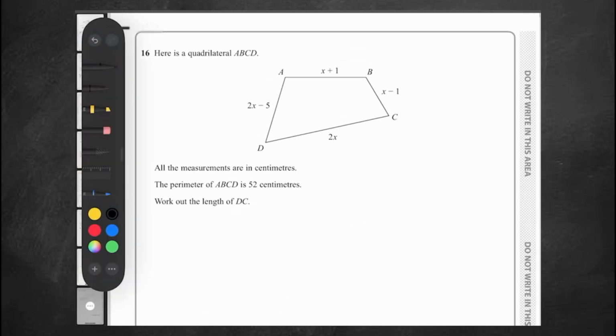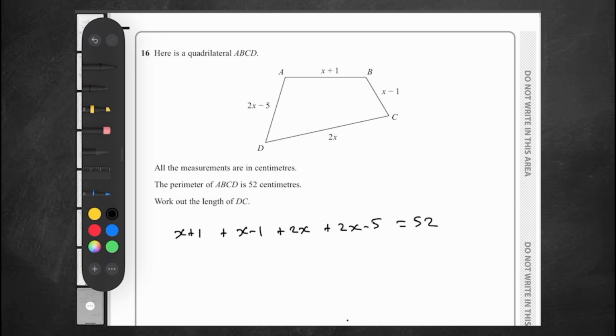Question 16. Here is a quadrilateral ABCD. All the measurements are in centimeters. The perimeter of ABCD is 52 centimeters. Work out the length of DC. So we're going to have to add up all 4 sides here, and they're all going to come to 52. So x plus 1 plus x minus 1 plus 2x plus 2x minus 5 equals 52.